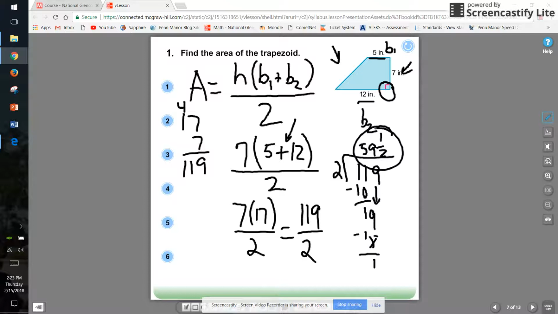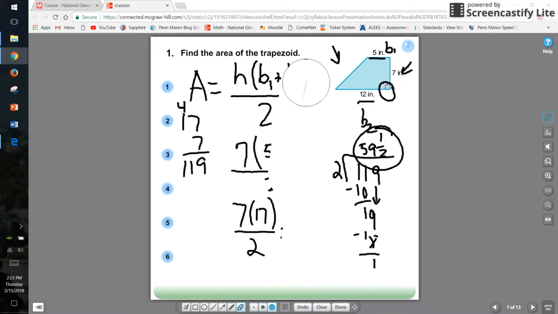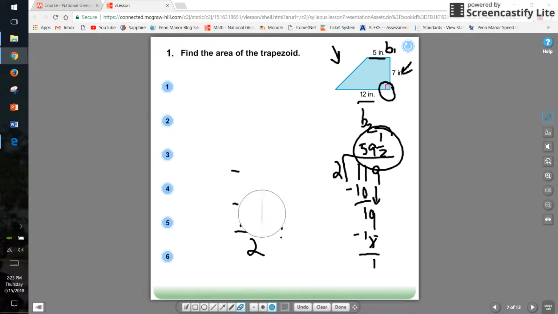And let's give it a label. Can't find any room to work here. Let me hide that. Let's do some erasing here. People love when I erase. Here we go. Our answer would be 59.5 inches squared. Whenever we do area, we're looking for all the little squares inside our shape. So that's how you find the area of a trapezoid.